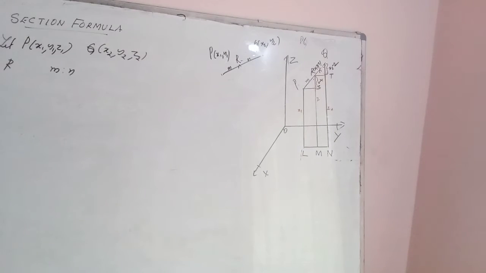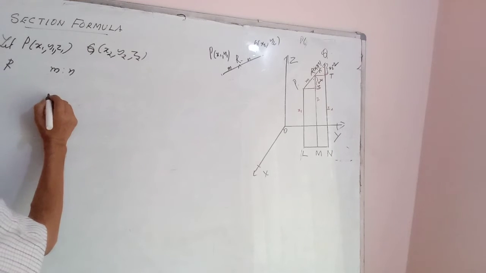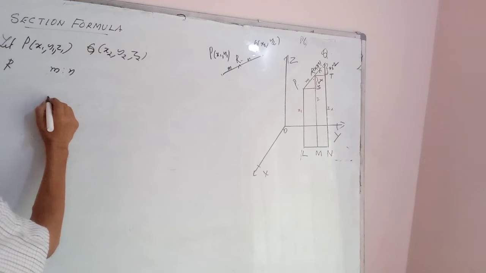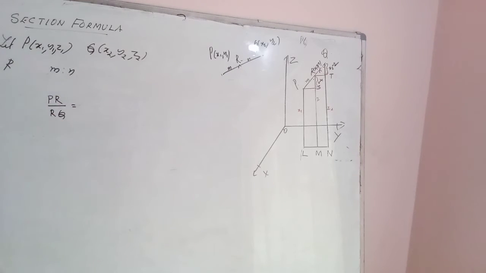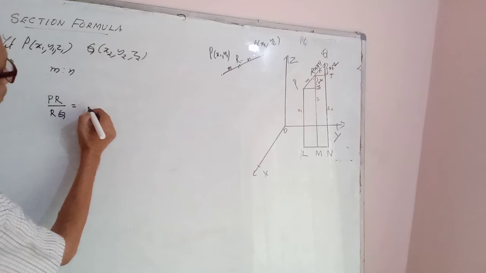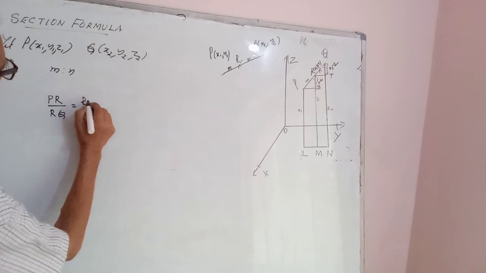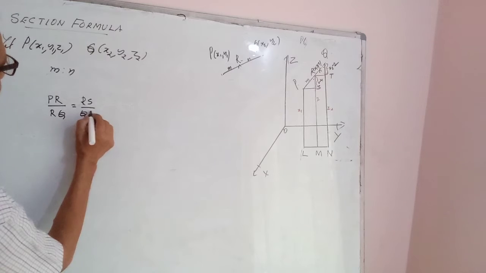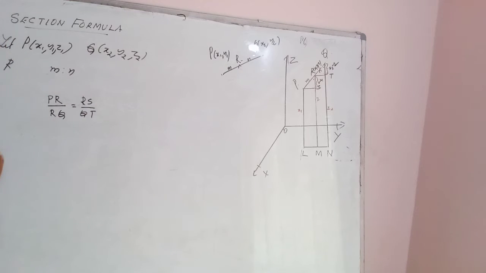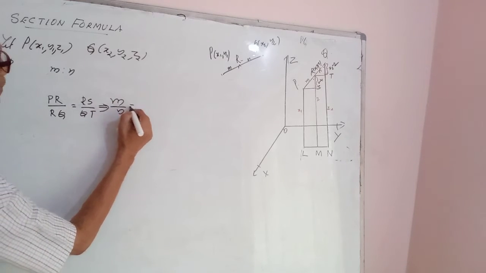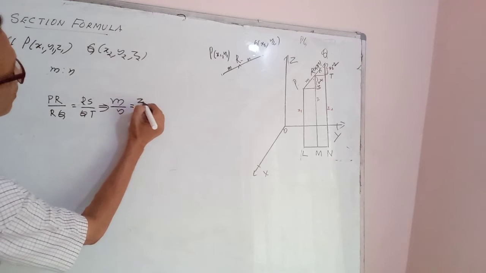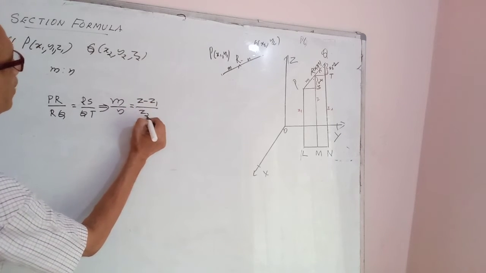So from the right triangles PSR and RTQ, we have PR by RQ equal to the ratio of the hypotenuses, which is equal to the ratio of the altitudes, that is RS by QT. Since the two triangles are similar, PR by RQ is m by n, which implies m by n is equal to RS by QT. What is RS? RS is z minus z1, divided by z2 minus z.